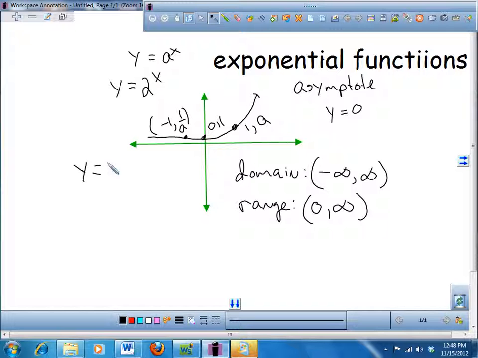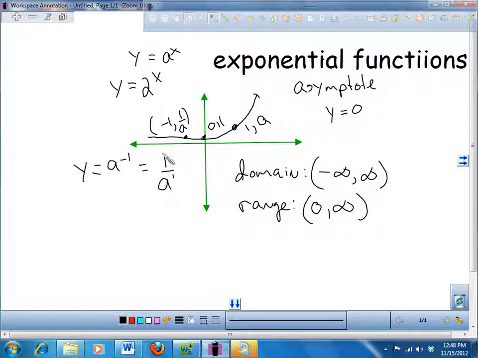Okay, so if I plug in -1 in here, anything raised to the -1 is the same as 1 over that to the first power. So an exponential function has a point -1, comma 1 over a. So if this were y equals 2 to the x, it has 1, comma 2, right? And it would have -1, comma 1 over 2 if that were y equals 2 to the x. So those are some things about exponential functions.